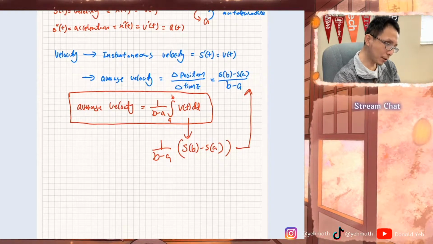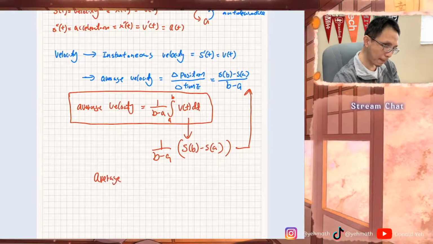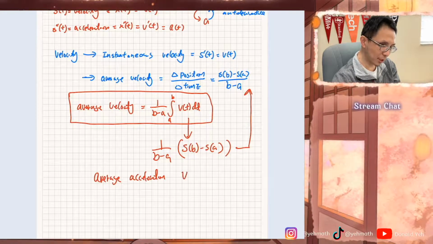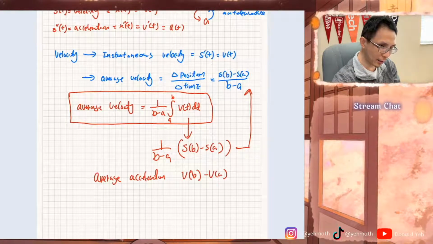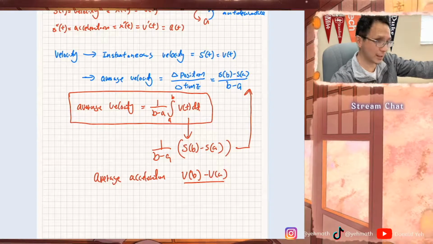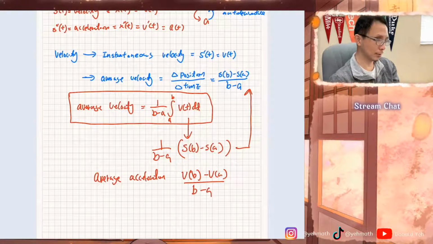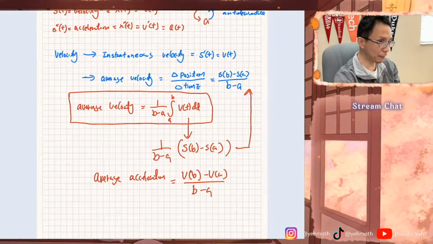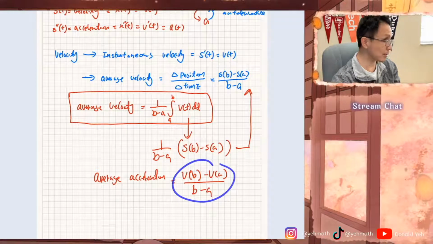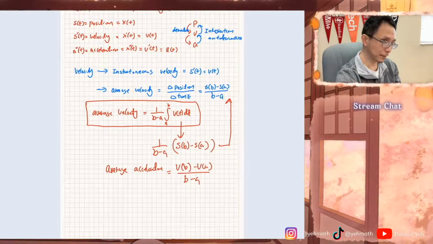Now, what is average acceleration? Average acceleration. It turns out it's just v of b minus v of a, because it's changing velocity over changing time, which is you finding a slope of velocity. So therefore average acceleration is equal to this. But some people get confused. They thought this is average velocity is equal to this. No, this is actually average acceleration. So please look at the right thing.